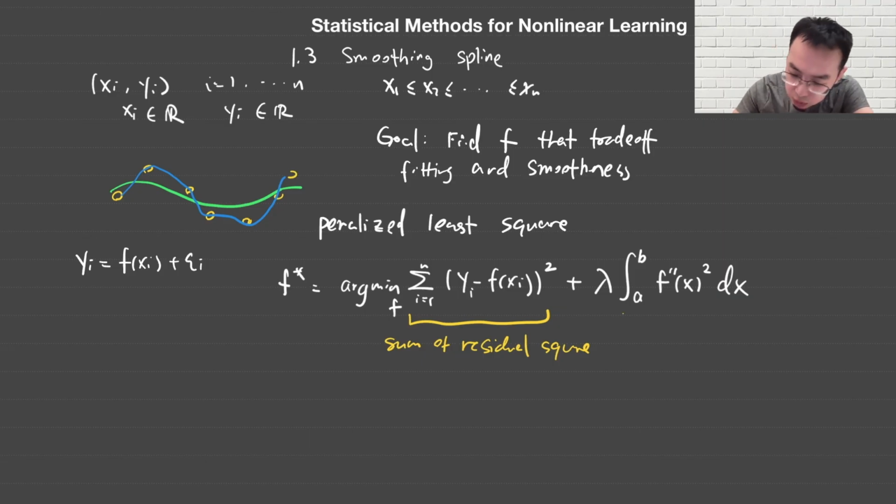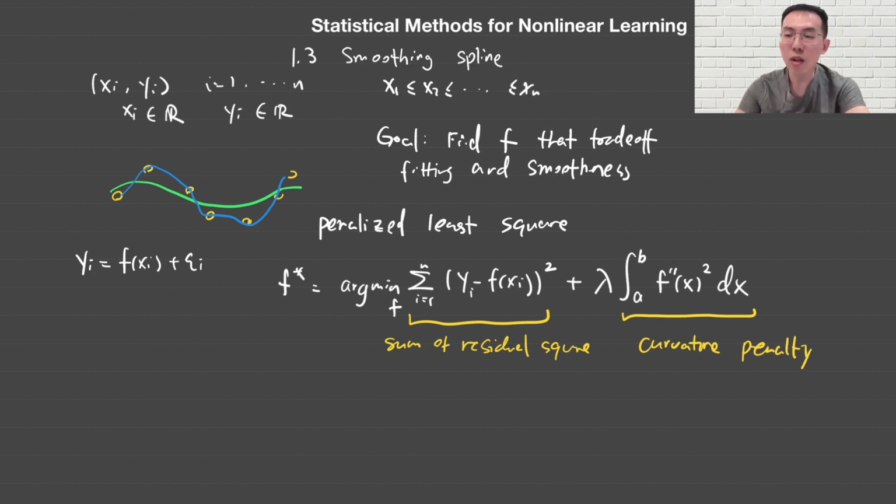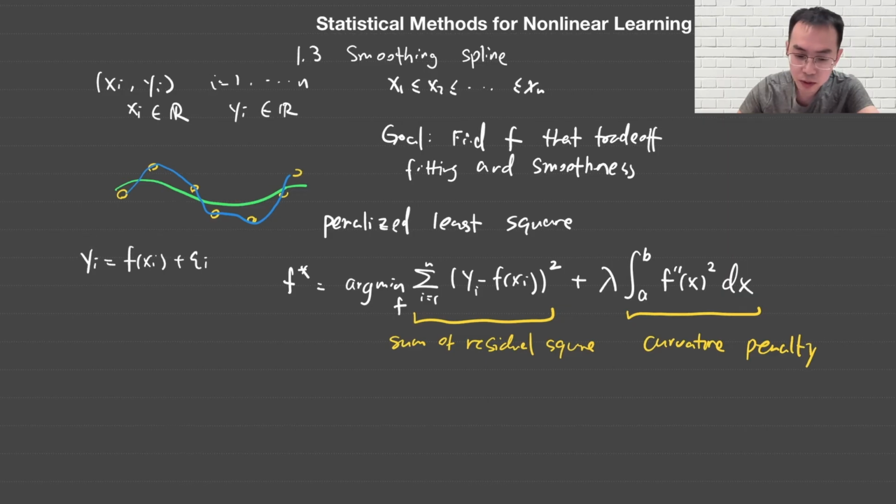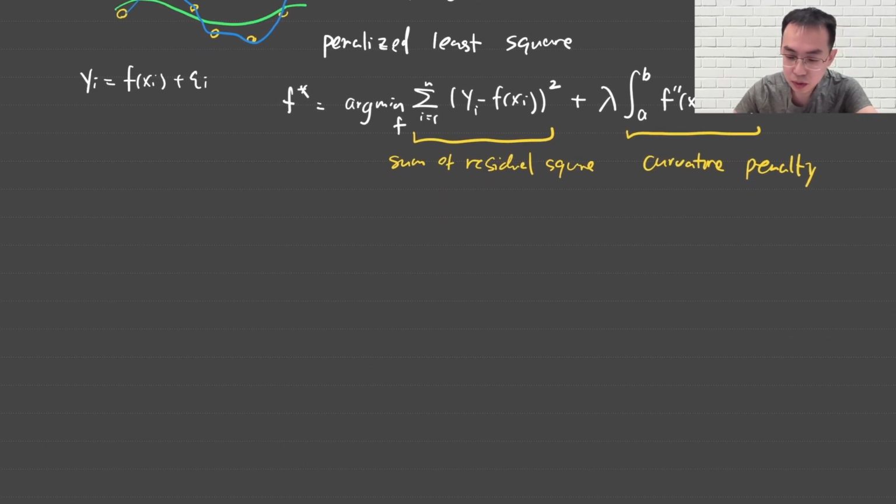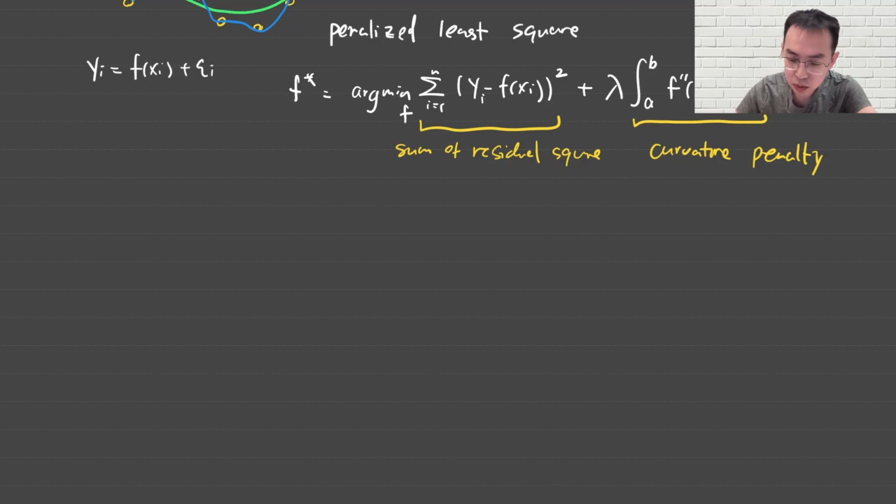So the second term here is what's making smoothing spline interesting. This is a penalty for curvature. Let me explain what this means and why the second derivative can be thought of as a curvature. Let me just draw something here. Let's think about the quadratic function.